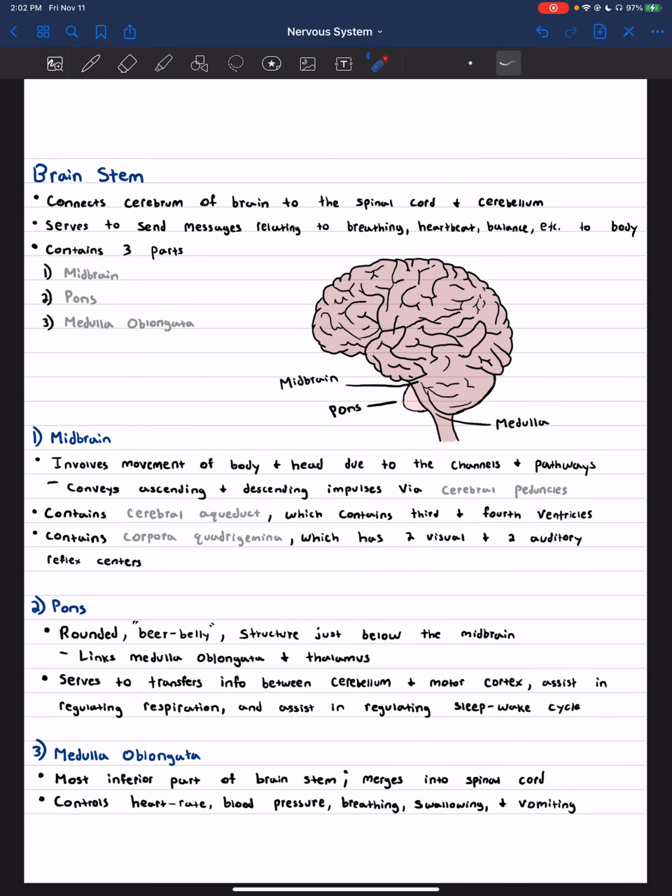The third primary region of our brain is our brainstem. The purpose of our brainstem is to send messages relating to autonomic functions like breathing, heartbeat, balance, digestion, etc. to the body. So this connects the cerebrum of our brain to the spinal cord and cerebellum. It's kind of the base of our brain, hence the brain stem, and it's that junction point that's holding things up. There are three parts of our brain stem: the midbrain, the pons, and the medulla oblongata.